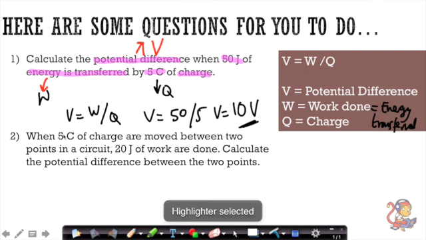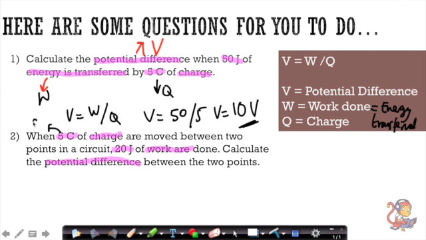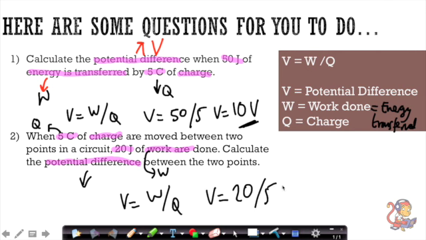Looking at the next one, when 5 coulombs of charge are moved between 2 points in a circuit, 20 joules of work are done. Calculate the potential difference. So again, we've been given Q, we've been given W, and we need to work out V. So V equals W divided by Q. So V equals 20 joules of work done divided by 5 coulombs of charge, which is 4 volts. So very well done if you got those correct.